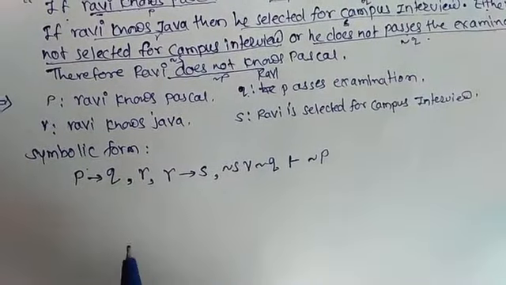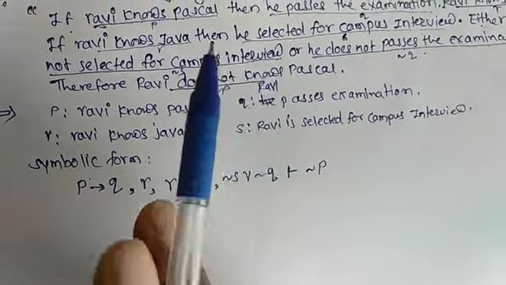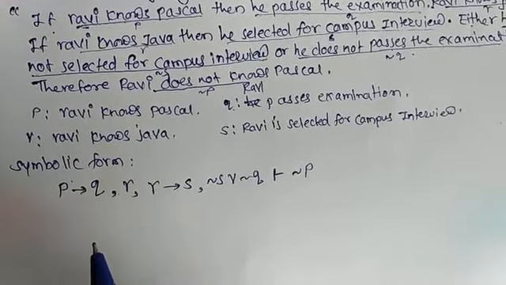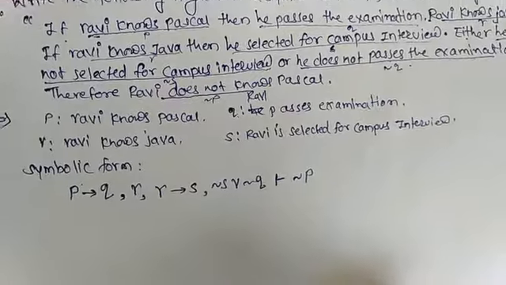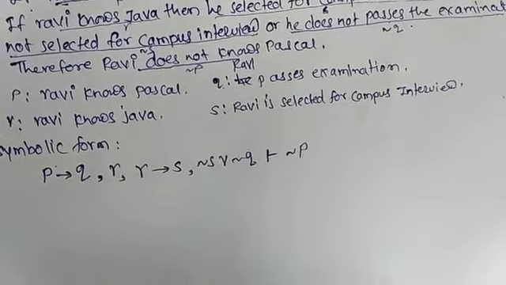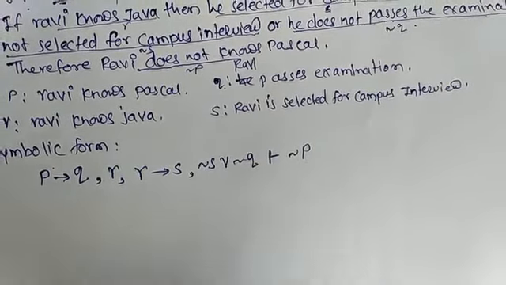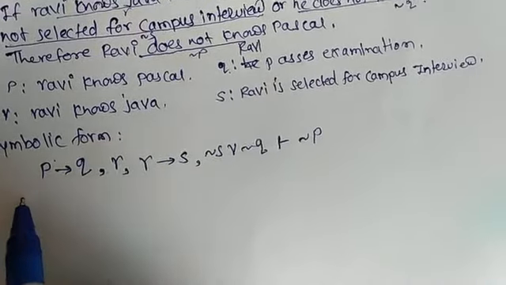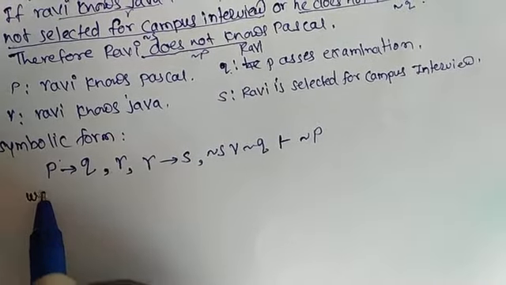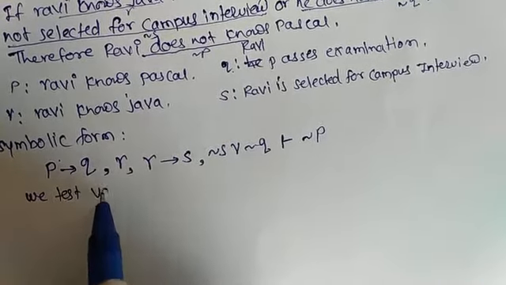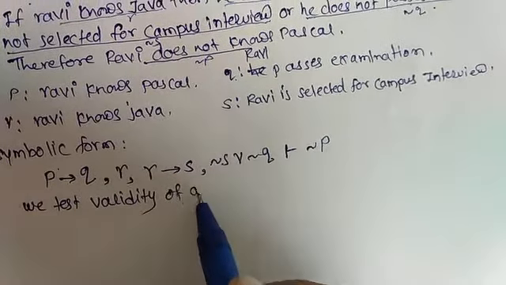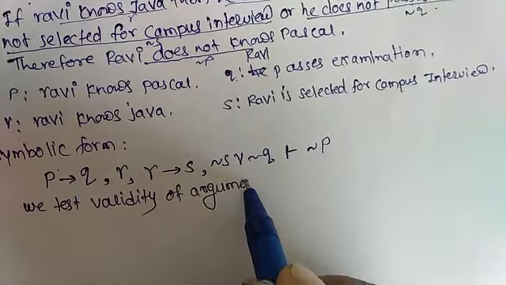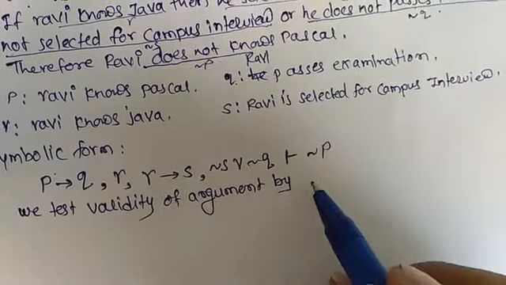Now by using rules of logic we have to complete this example. We have to check the validity of the argument. Now by using the direct method we can solve this example. So we test the validity of the argument by the direct method.